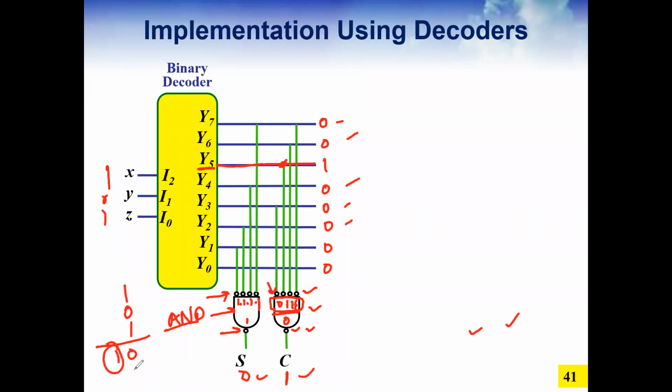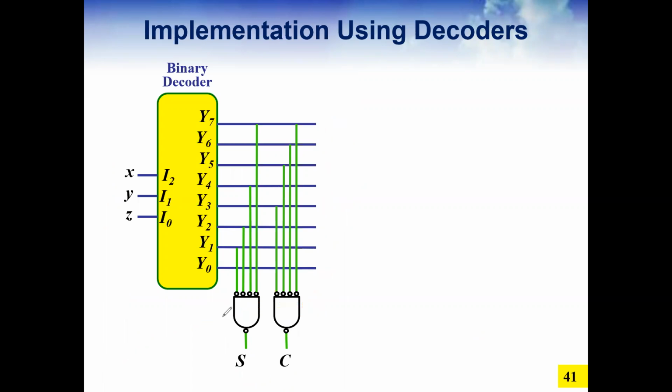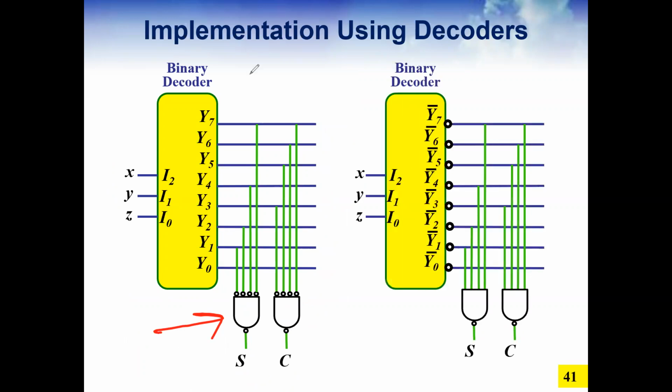So this is the carry 1 and this is the sum. So this is another style of designing, by rather than using an OR gate here, we are using an inverted NAND gate. See one more design, which is the active low decoder.